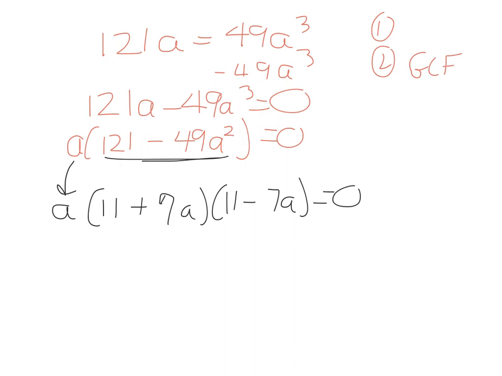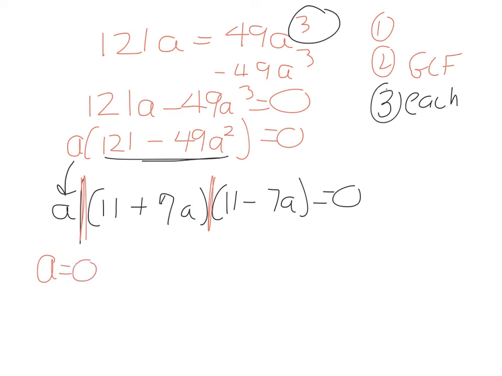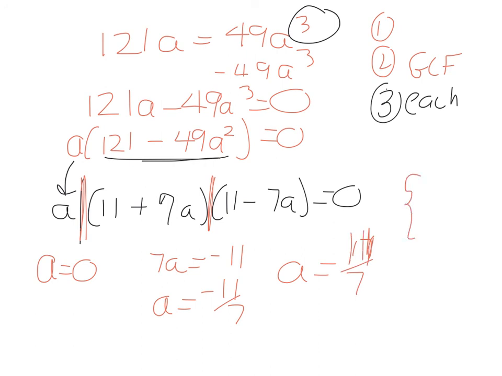I'm now ready to set each part equal to 0, and there was the highest exponent of 3, so I am seeing that I'm going to have 3 answers. I'm separating it here and here. The first answer, a equals 0. The next one is going to be 7a equals negative 11, so negative 11 over 7. And the last one's going to be positive 11 over 7. So I'll write my answers here. Negative 11 over 7, 0, comma, positive 11 over 7. And there's all 3 of them.